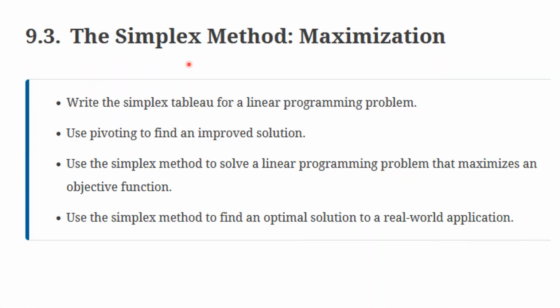But this is what we're going to do first. We're going to talk about the simplex method, and we're going to address a problem where we're maximizing the objective function. And so we'll learn how to write the simplex tableau for linear programming. We'll talk about pivoting to find an improved solution. And we'll talk about how the simplex method works to solve a linear programming problem, at least whenever we're maximizing an objective function. And we will do examples where we have a real-world word problem, and we'll use a simplex method to find the optimal solution.